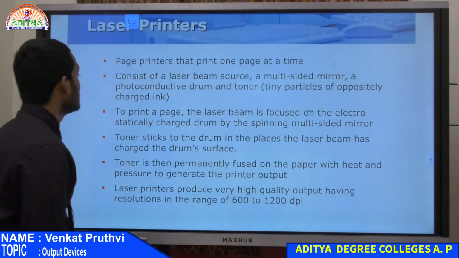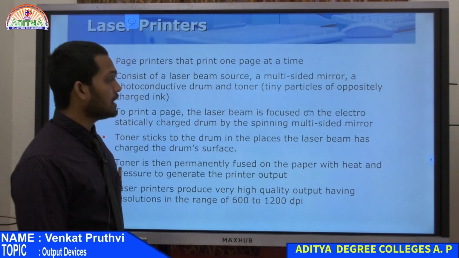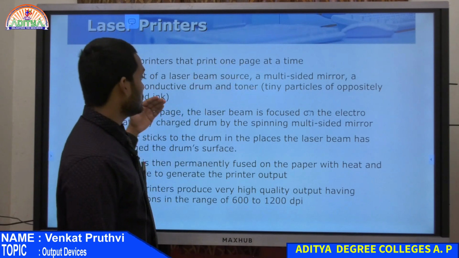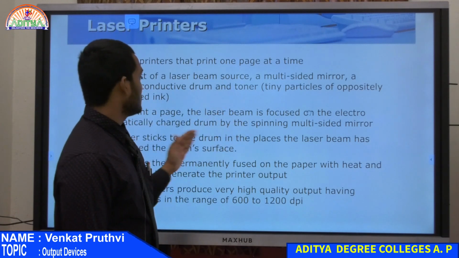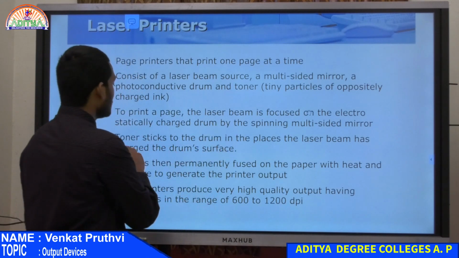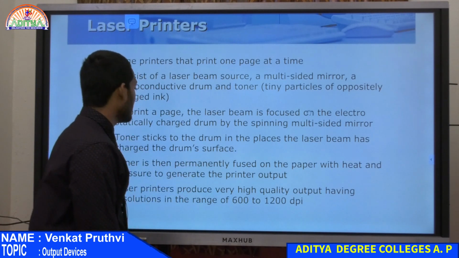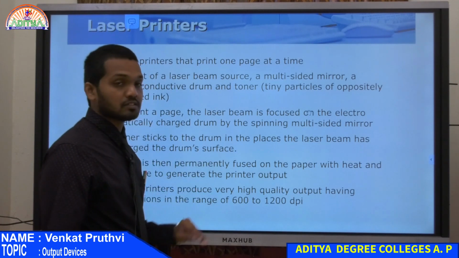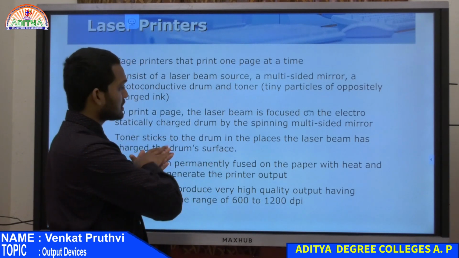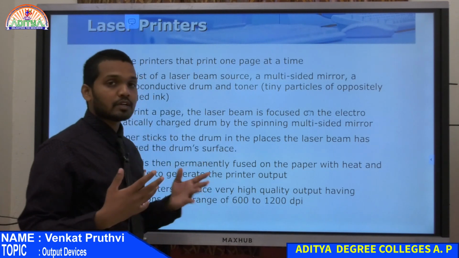To print a page, the laser beam is focused on the electrostatically charged drum by the spinning multi-sided mirror. This multi-sided mirror helps you focus the laser beam onto the electrostatically charged drum as it spins. Then the toner sticks to the drum in the places the laser beam has charged the drum surface. So where is the toner sticking? It is sticking to the drum in the places the laser beam has charged. With this electrostatically charged drum, we are able to identify some places, and the toner sticks to these places and gives you the output.